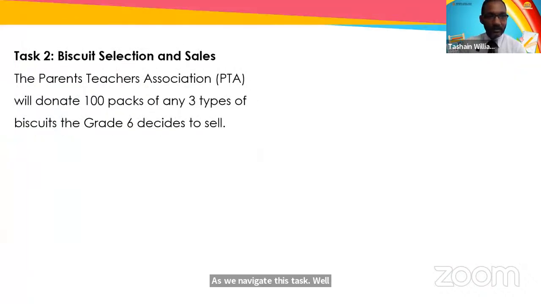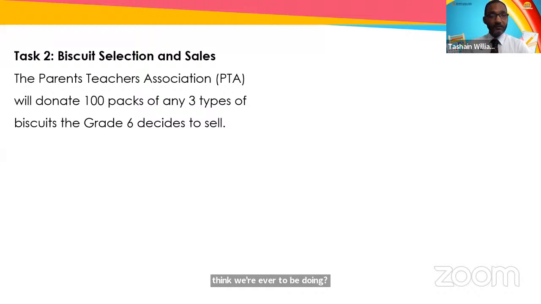Boys and girls, task 2. What does task 2 say? It says, in bold, biscuit selection and sale. What do you think we're going to be doing? We're going to be selecting some biscuits now, right?